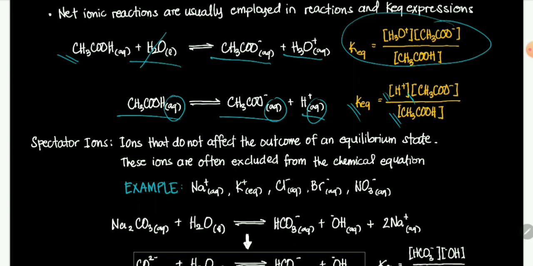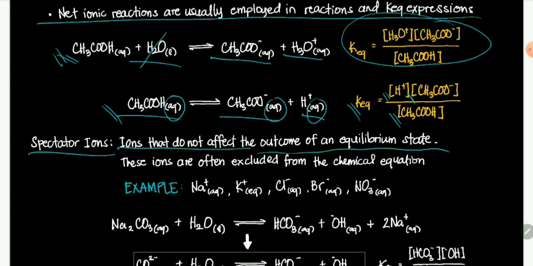Okay? So these are sometimes called net ionic reactions. So pwedeng ito yung net ionic reaction, okay? Kapag net ionic reaction, hindi na included doon yung mga tinatawag nating spectator ions. So, what are spectator ions? These are ions that do not affect the outcome of an equilibrium state kahit sila ay kasama sa starting materials natin or sa ating species.